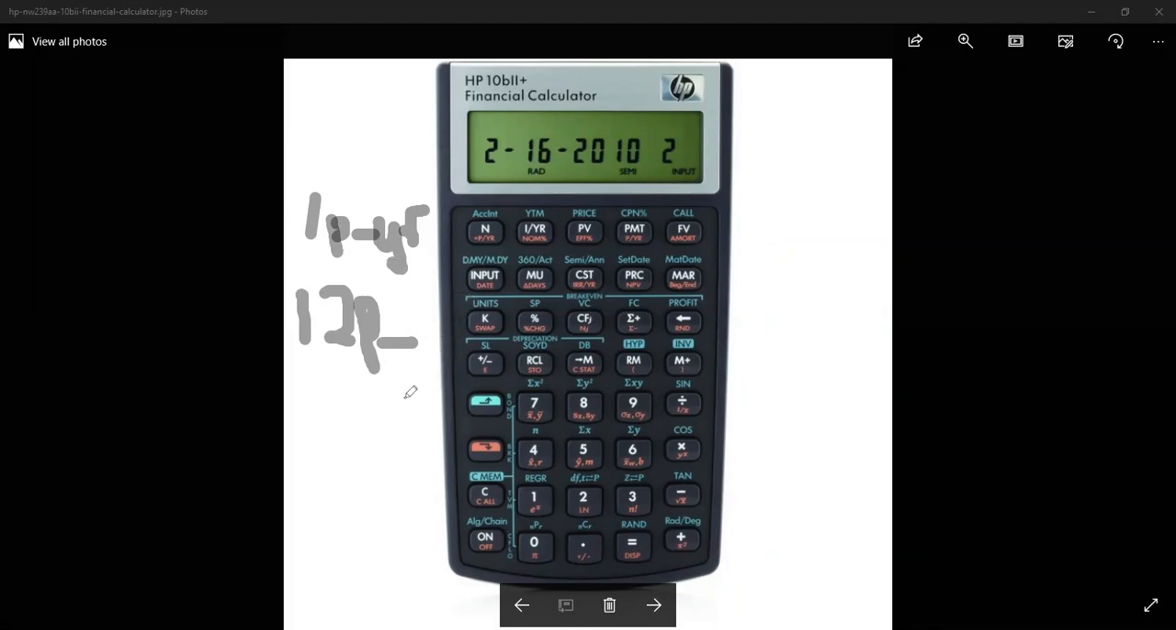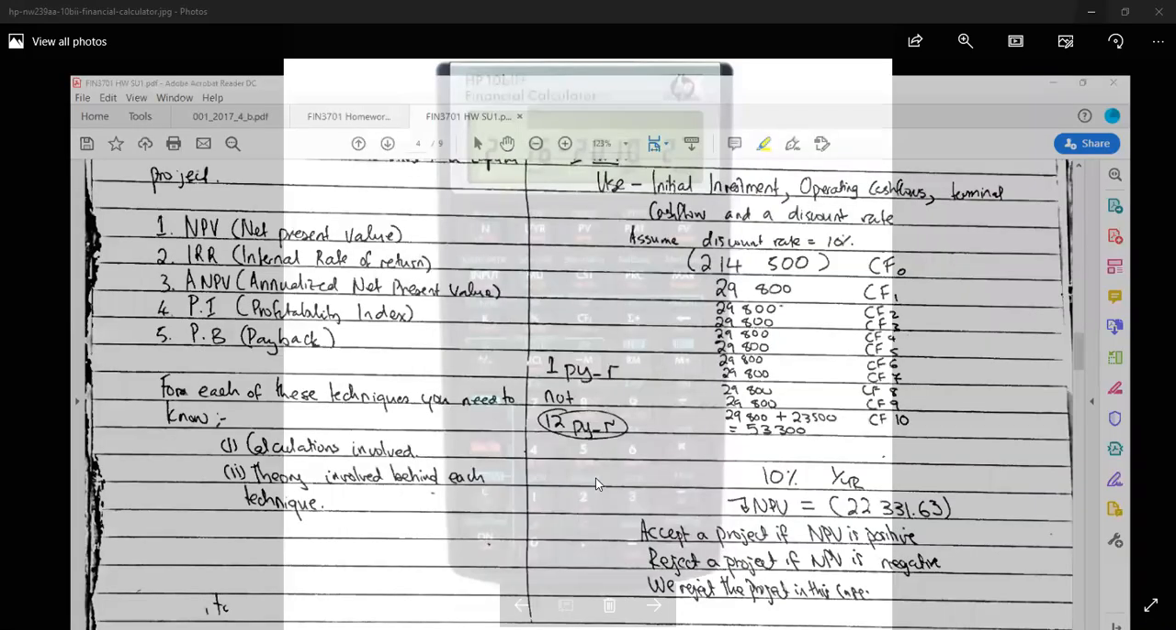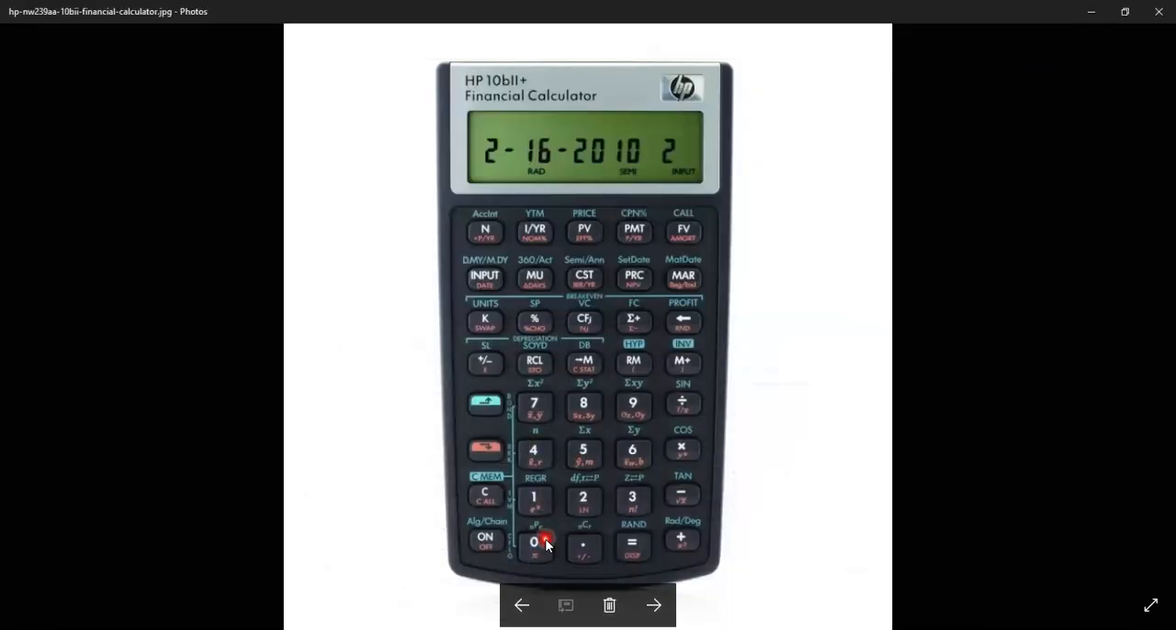Now, to put your calculator on 1 PYR, if it's not there, you simply press 1, then you press the red shift button, then you press the PMT PYR button. And then once you've done that, you now enter in each of your cash flows. You say 214,500, and then you press plus minus to make it negative. Then you press CF. So you've entered in the first cash flow, which is the initial investment.